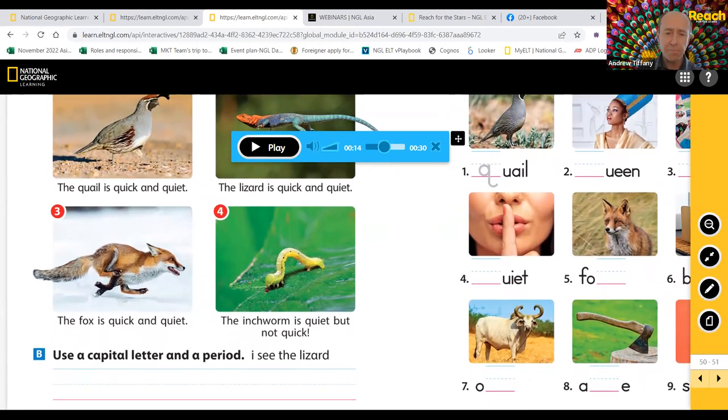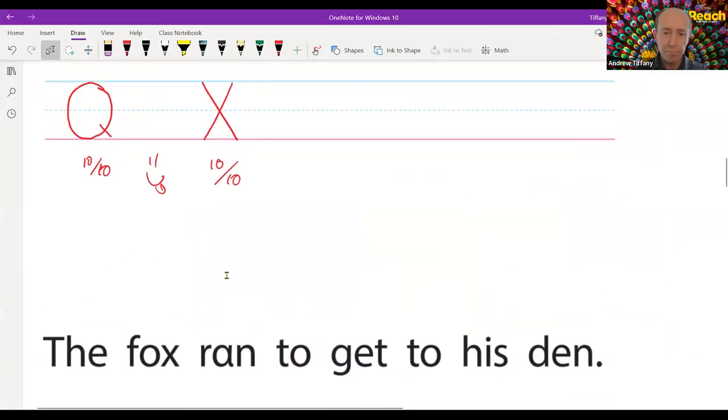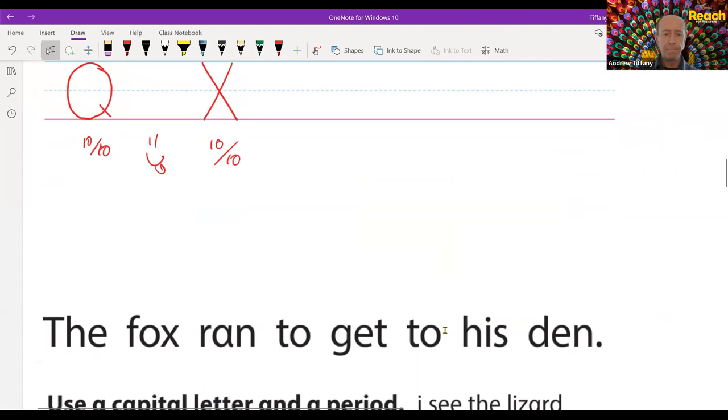Okay. Now down here, remember at the top here, we saw a lizard, right? Down here it says, I see a lizard, but there's a problem. Let's find out what the problem is. Let's jump to here and we're going to go down a little bit. Now, if we look at this one, what does this say? Who can read this for me? The fox ran to get to his den. Very good. Those are all pretty much phonetic words, so they're nice and easy to read, right?